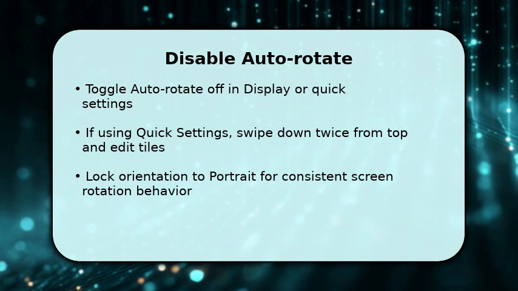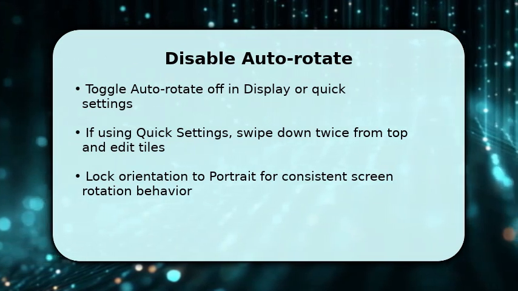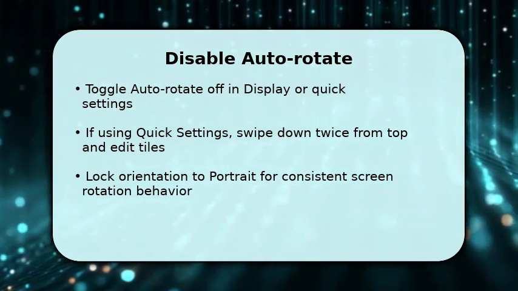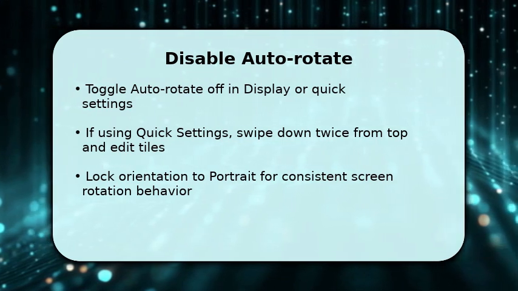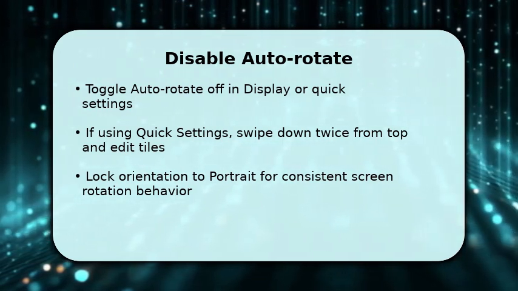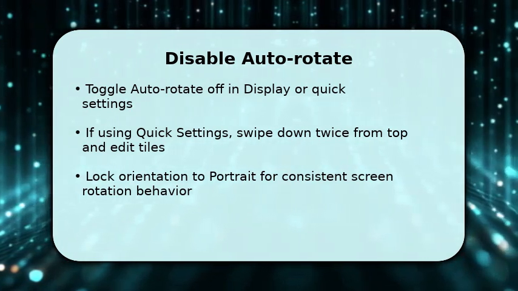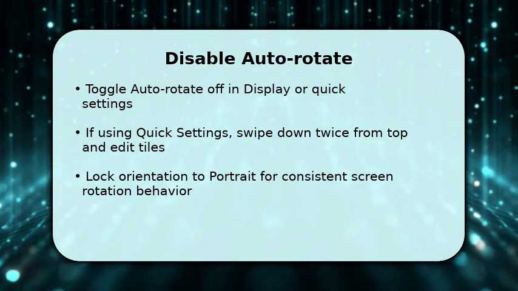Alternatively, swipe down twice to open quick settings and tap the auto-rotate tile to toggle it. If you want a fixed orientation, select portrait lock. This forces the screen upright across apps. Make sure to test with an app like Photos or Chrome so you can confirm the change. If it still flips, proceed to the next checks.